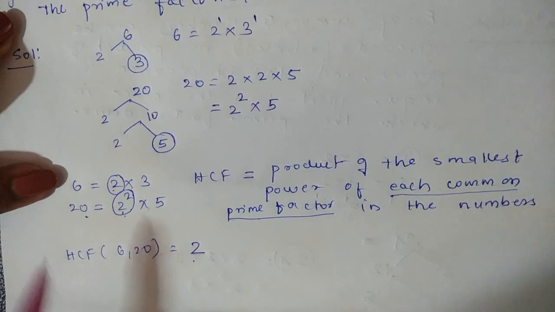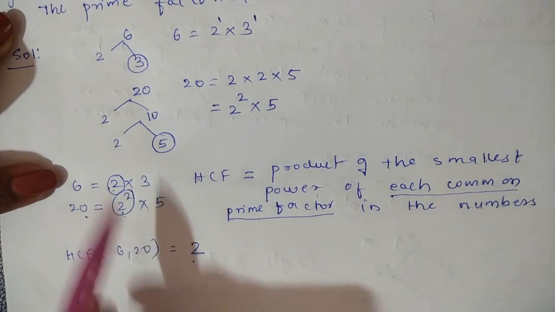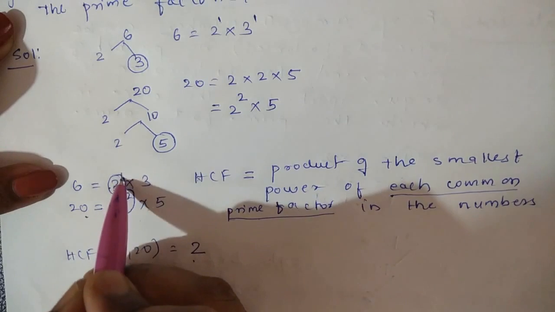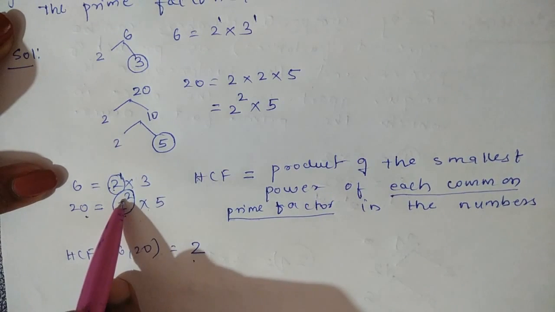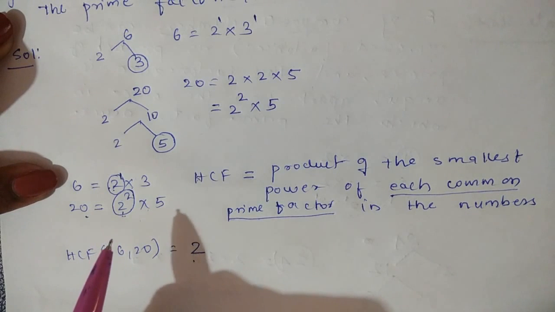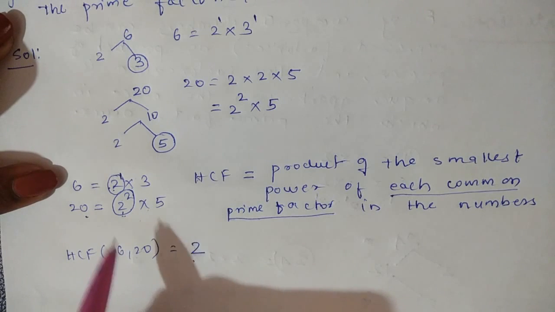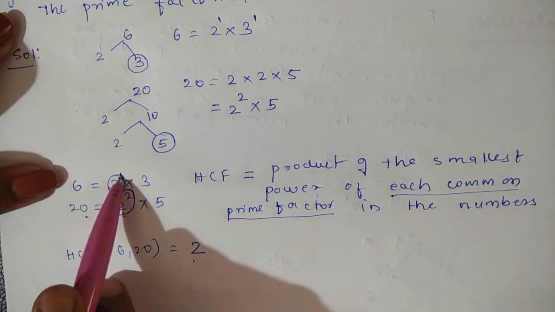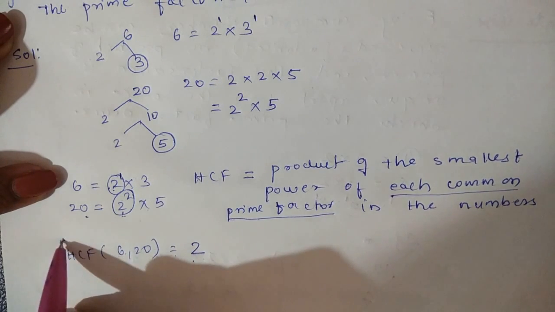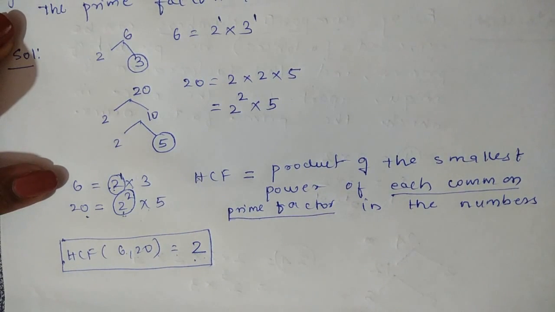Yes, so 2 is having the smallest power in the numbers. So here you can see that the power of 2 here is 1 and here the power of 2 is 2. But we have to choose the smallest power of each common prime factor. Here you have only one common prime factor, 2, and in that the smallest power is 2 to the power 1. So therefore the HCF of 6 and 20 is 2. Okay, so this is how you find the HCF of any two given numbers using the prime factorization method.